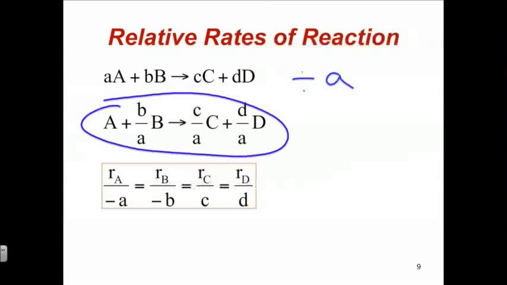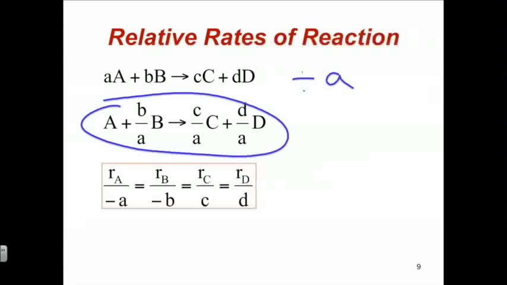From here, we can recognize that the rate of formation of A divided by the negative stoichiometric coefficient of A is equal to the rate of formation of B divided by the negative stoichiometric coefficient of B. It's important to keep track of signs here, and you'll note that we always use a negative when the species is in the reactant and a positive when the species is in the product.